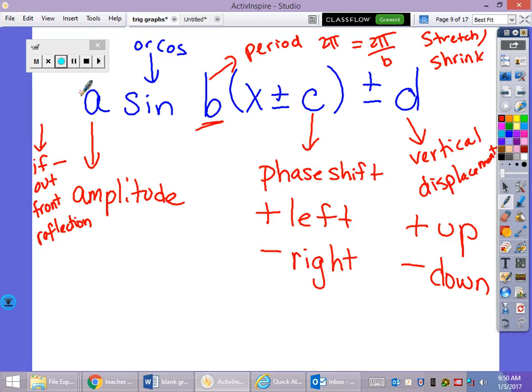And remember, horizontal is opposite. So if it's a big number, it really shrinks it. If it's a small number, it elongates it. For vertical, if it's a big number, it stretches. If it's a small number, it shrinks. Small number meaning the number is smaller than the initial number, ignoring the sign. We ignore the sign. Amplitude is just the A value.